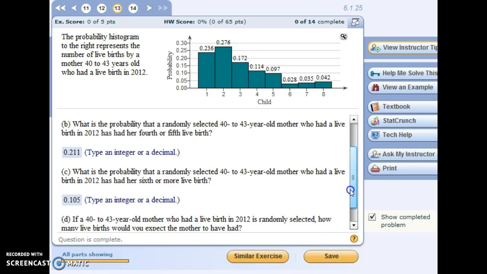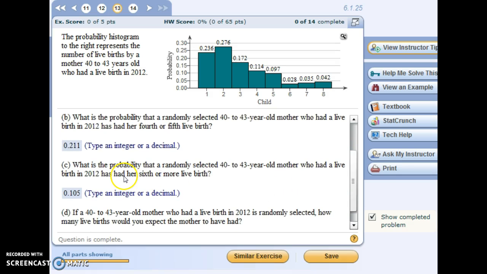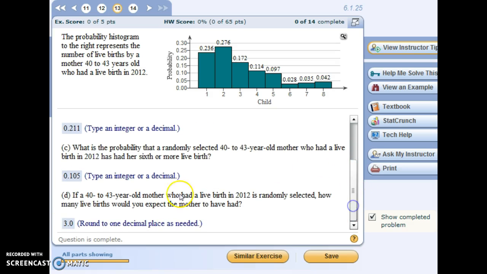What's the probability that a randomly selected mother has had 6 or more live births? So now we need to add the probabilities for 6, 7, and 8, add all of those together to get the probability of having 6 or more live births. And D, I'm going to do in Excel.